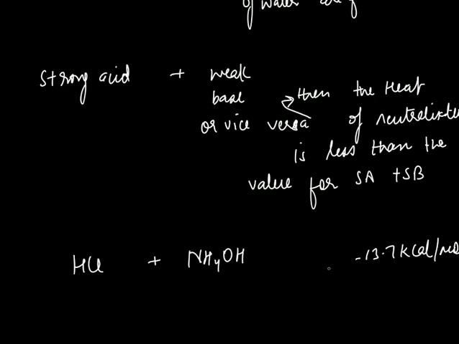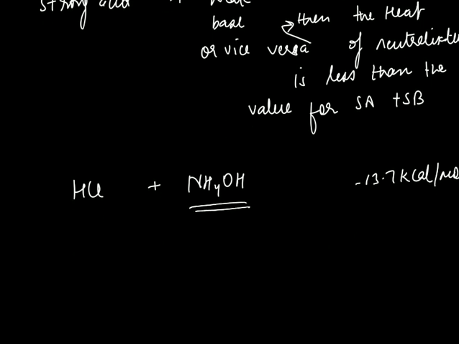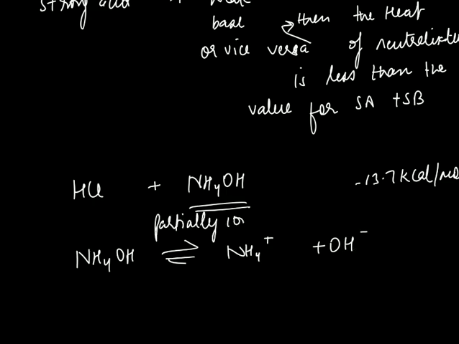We know that. Now, what will happen, since one of the counterparts, the base or acid, is weaker, right? Since it's weak, it won't completely ionize. It will have trouble ionizing itself. It will partially ionize. Because of the partial ionization over here, the heat energy released will be lower than this value, the standard value.